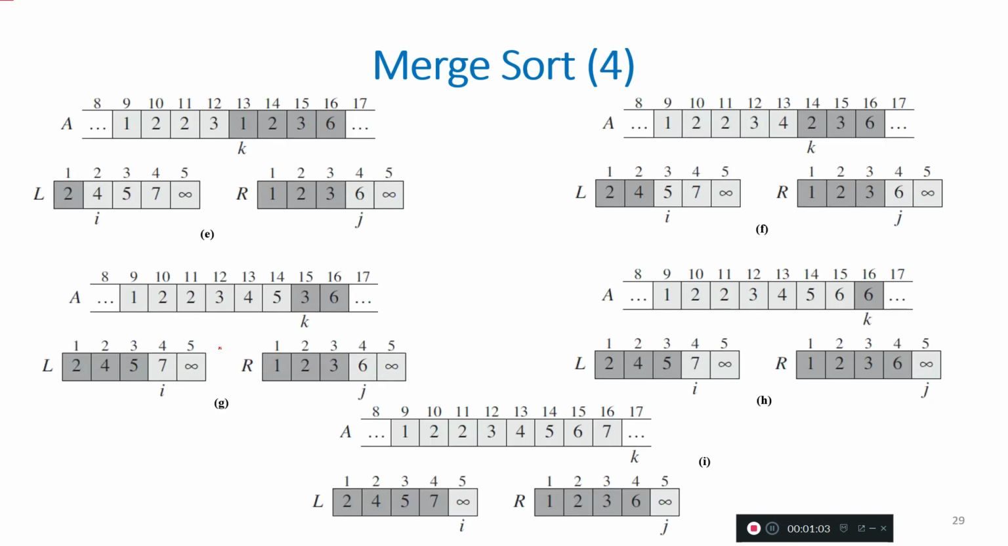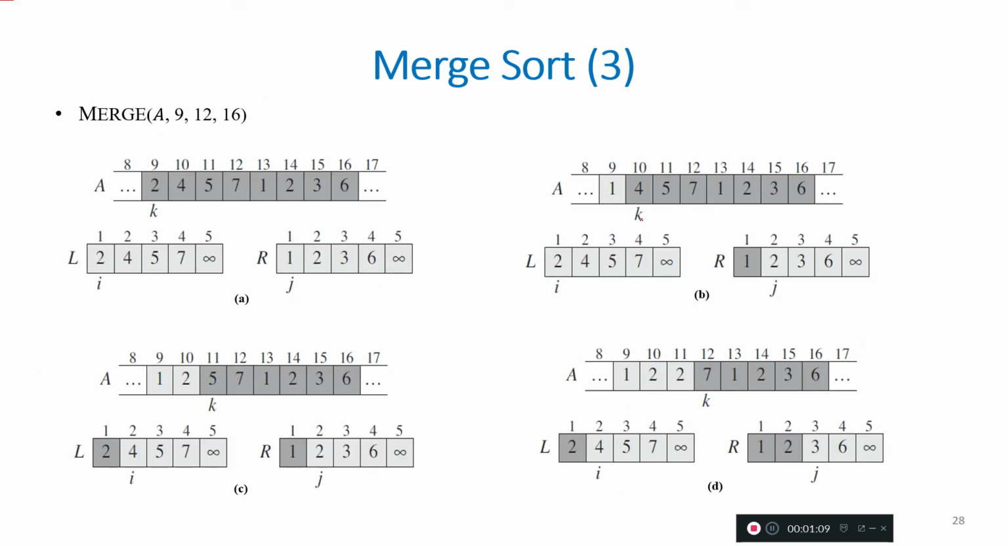Let's go back to this example. It says that as k progresses, the elements that are put back into A will always be the smallest element in L or R. As you see, we put 1 here. So 1 was the smallest element in R. It's not that you can choose any other element over here. Why? Because L and R are already sorted. So as K increases, any sub-array of A will always be sorted, and the elements in here are the smallest elements that were chosen from L and R.